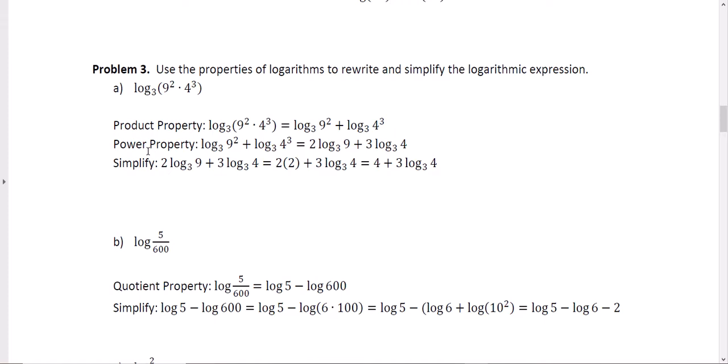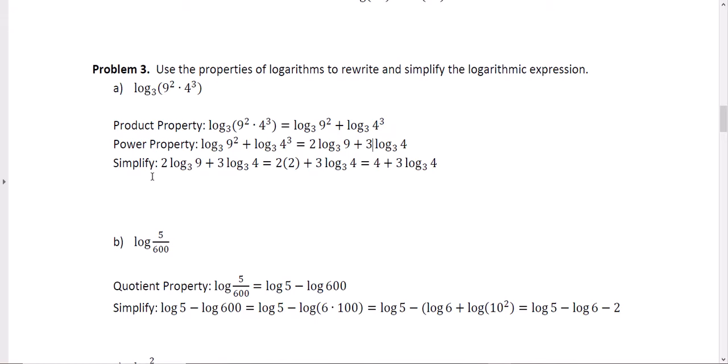We then use the power property, so we take that exact same response that we had, and now we'll take this 2 exponent and it becomes a coefficient. Our 3 exponent, log base 3 of 4 to the third power, that 3 becomes a coefficient. So our power property brings the powers down and multiplies them. This is one of the reasons why logarithms are so handy to use in higher math.